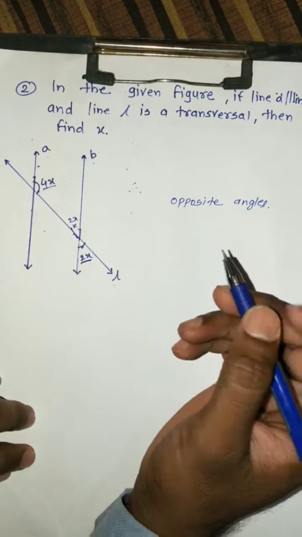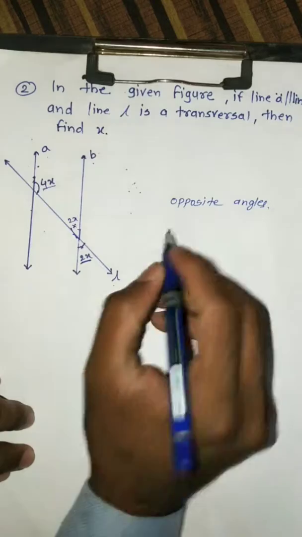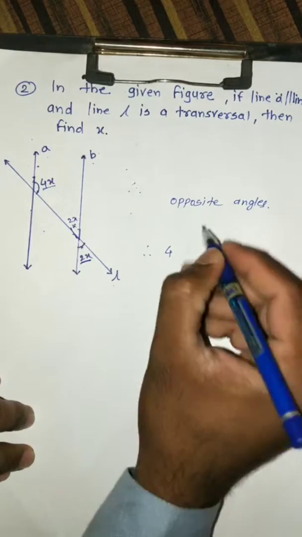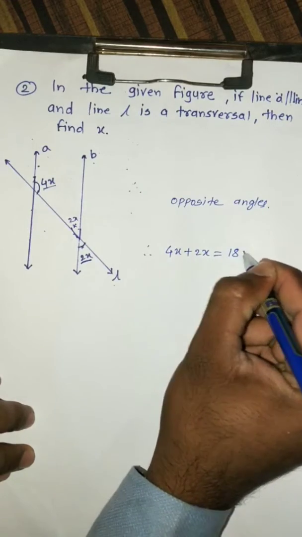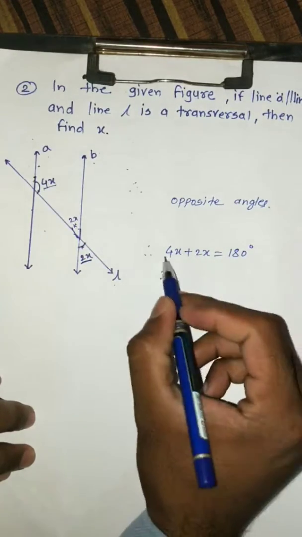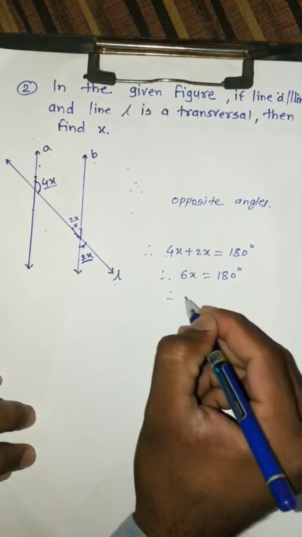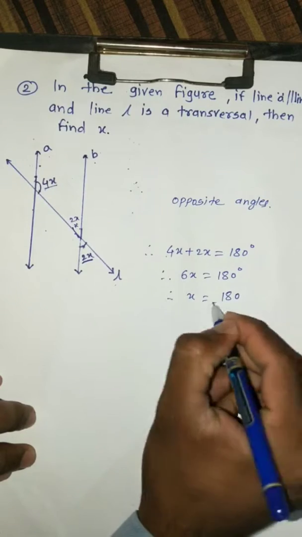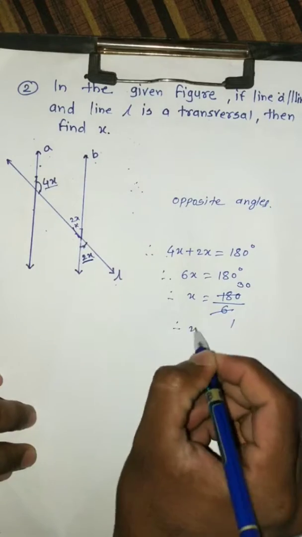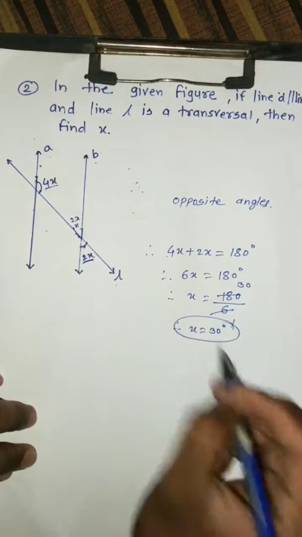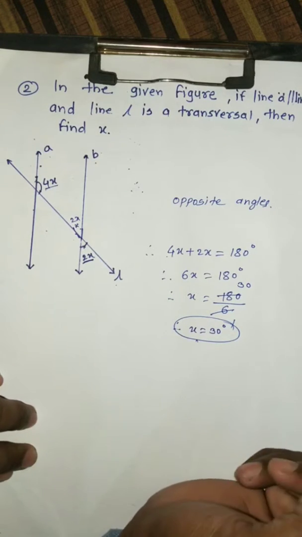And then by the property of interior angles, 4x plus 2x is equal to 180 degrees. Therefore 4 plus 2, 6x is equal to 180 degrees, and x is equal to 180 divided by 6. Therefore x is equal to 30 degrees. The value of x is 30 degrees.